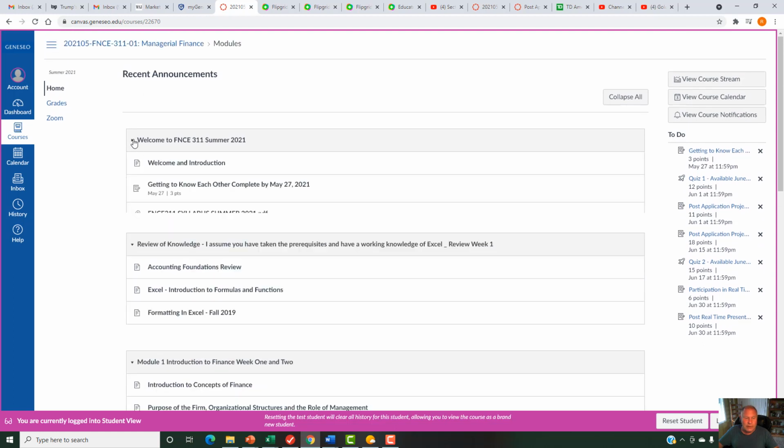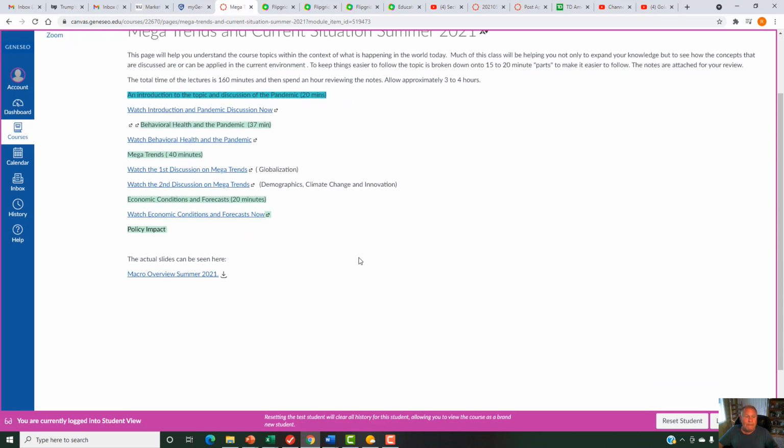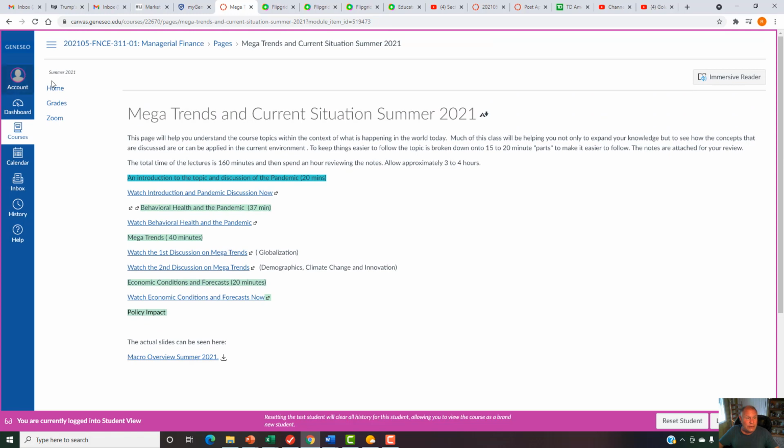When we're up in the welcome stage, you're going to see this section here on megatrends and current situation. This is what is going on in the world today. What are the themes? What are the long-term trends? It's important to know the trends so that you can evaluate them and know where they go. What are the economic conditions today, and what's the policy impact? The slides are actually here. If you have any questions on this, do let me know.